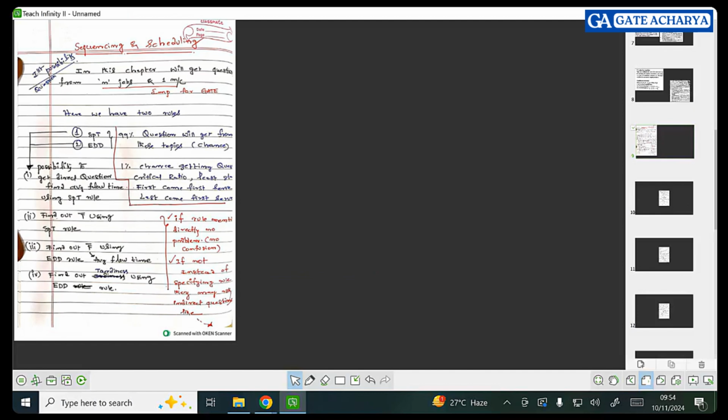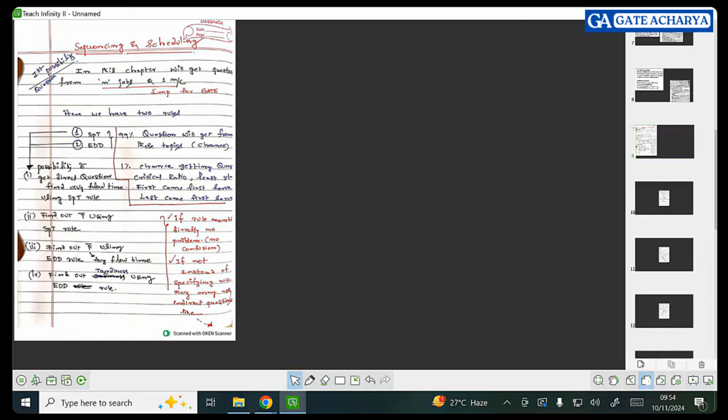Now, if the rule is mentioned in the problem, then no issue. We can solve the problem anywhere. If the rule is not given, we have to find what it is. Either it is SPT or EDD or Johnson's algorithm. Are you getting my point? This is a shortcut way to approach a GATE question. You studied all that: N jobs one machine, N jobs two machines, N jobs three machines, N jobs M machines, but you fail to identify which one suits your question. Where the question is coming from is quite important. That is why I give this kind of shortcut.